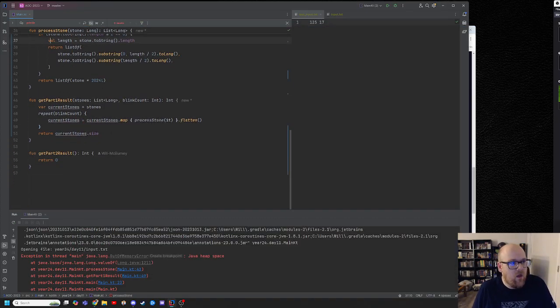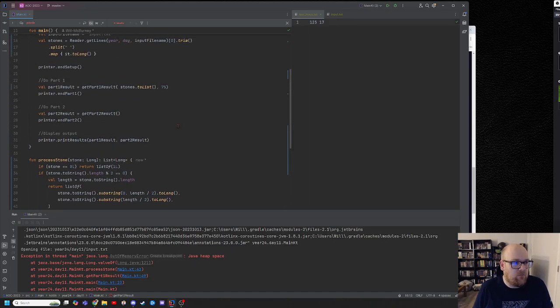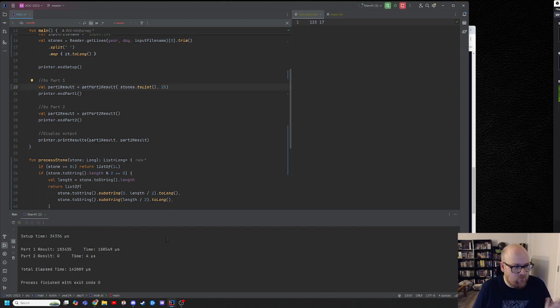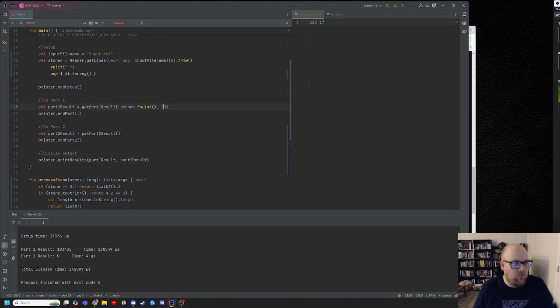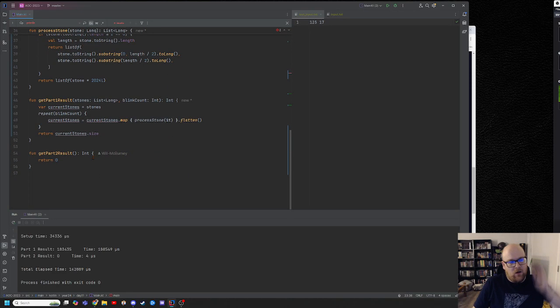So I don't need to do this sort of map flatten thing. Instead of trying to track all of the stones at once, just do one stone at a time. And so this would be like 25 if I leave it there. And what I'm going to do is use the same input and implement part 2 to do this type of searching approach.